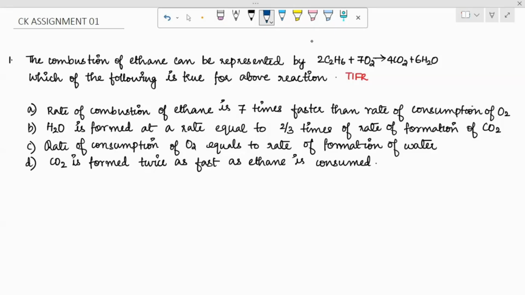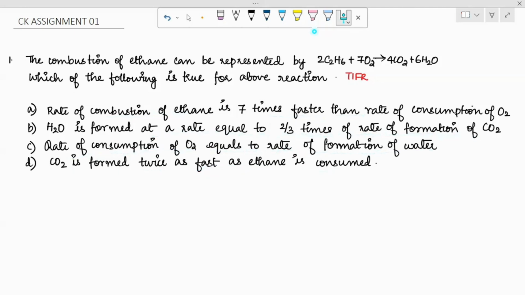So the first question is, the combustion of ethane can be represented by this equation 2C2H6 plus 7O2 gives 4 carbon dioxide plus 6 water. And they have asked which of the following is true. The rate of combustion of ethane is 7 times faster than that of rate of consumption of oxygen. Water is formed at a rate equal to 2 by 3 times of rate of formation of CO2. Rate of consumption of oxygen is equal to rate of formation of water, and carbon dioxide is formed twice as fast as ethane is consumed.